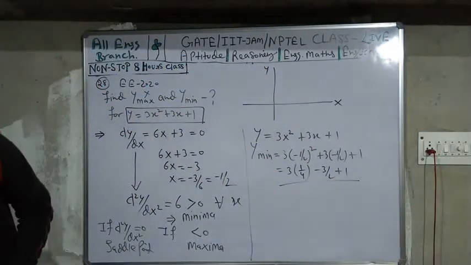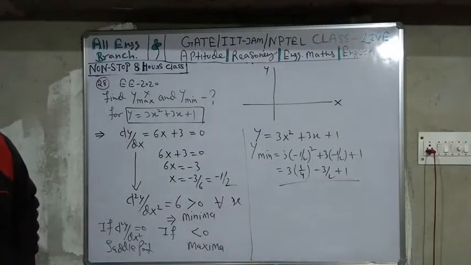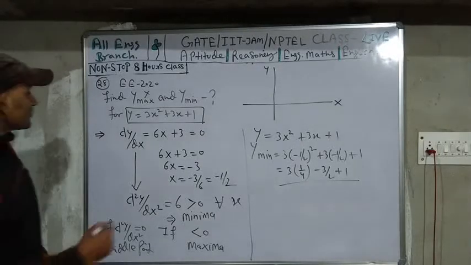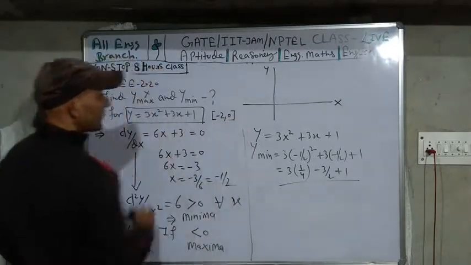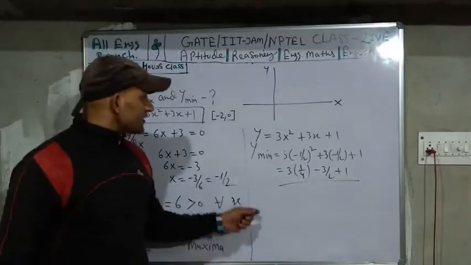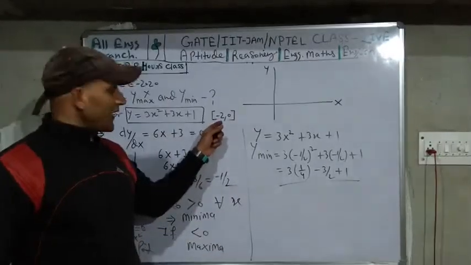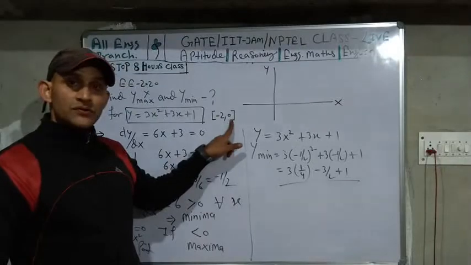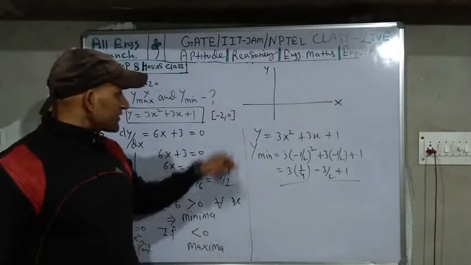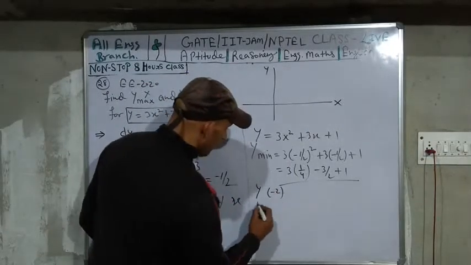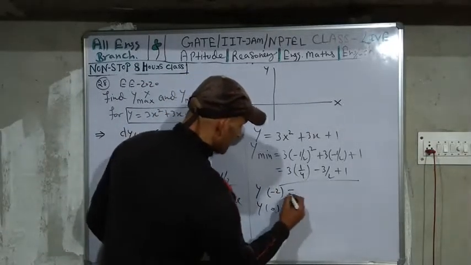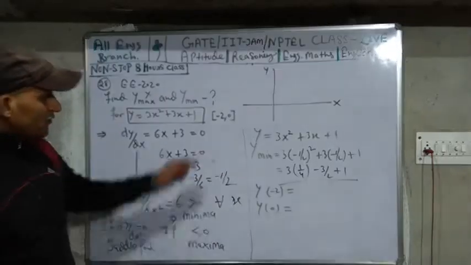Sometimes the examiner also asks to find it in the interval minus 2 to 0. If he has written minus 2 to 0, in this condition you will also check at the points minus 2 and 0. That is the local minima and local maxima. So if you find y of minus 2 and y of 0, then you can conclude the minimum value and maximum value.